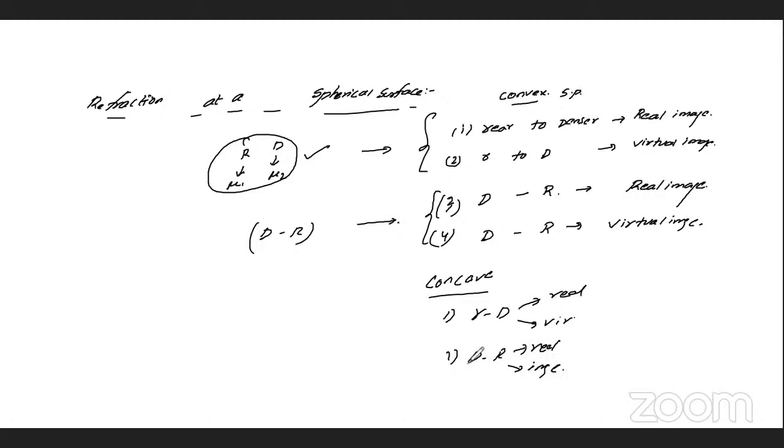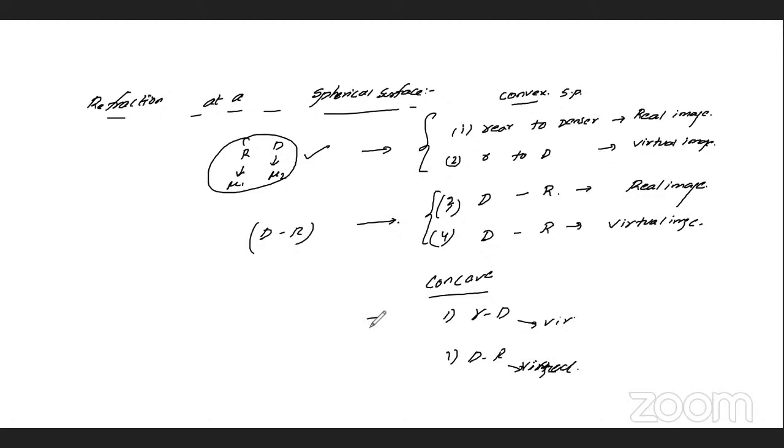But remember, when discussing spherical surfaces, convex can form both real and virtual images; it is purely opposite to a mirror. But concave will only give virtual images; real images do not form. So remember, only virtual images. When discussing concave, rarer towards denser or denser towards rarer, we'll only discuss the virtual image.